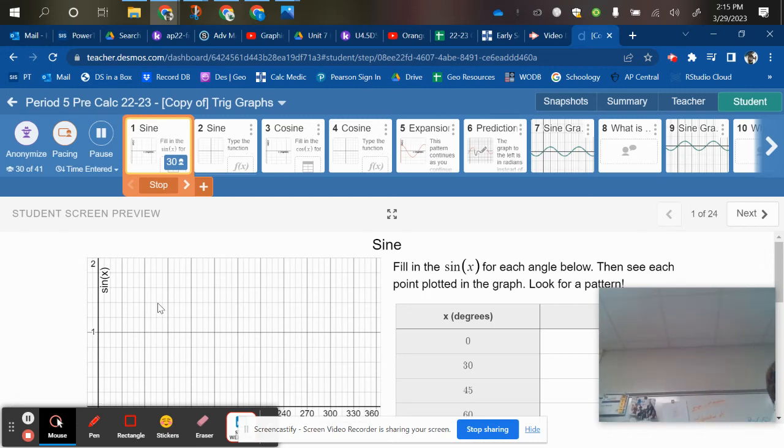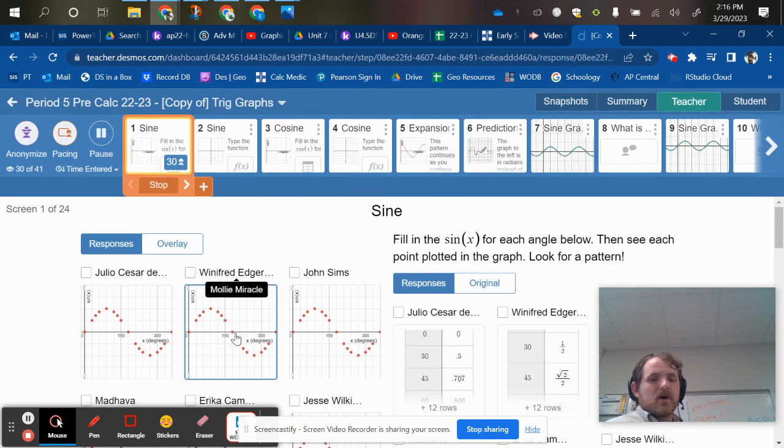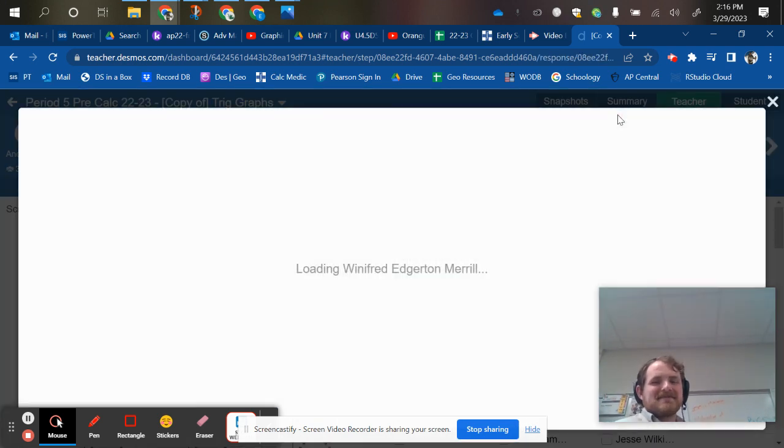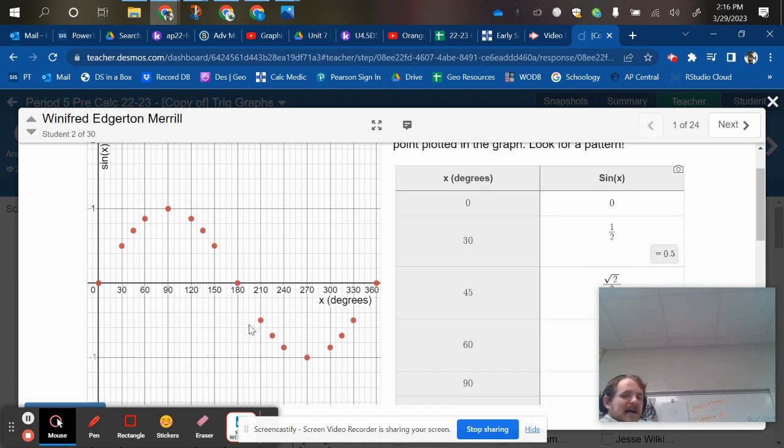You were supposed to plot the points of sine. It's in degrees, which makes our life a little bit easier. So if you did it, if we just click on Winnie, thanks Winnie. Oh, my bad. Not supposed to see the name. I can't get her name out. So it should look something like this, having that perfect sine wave to it.